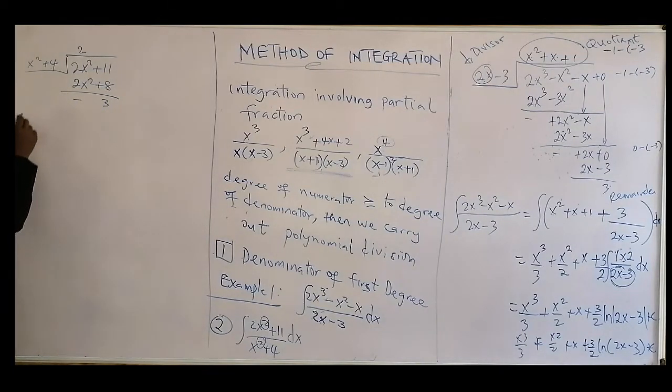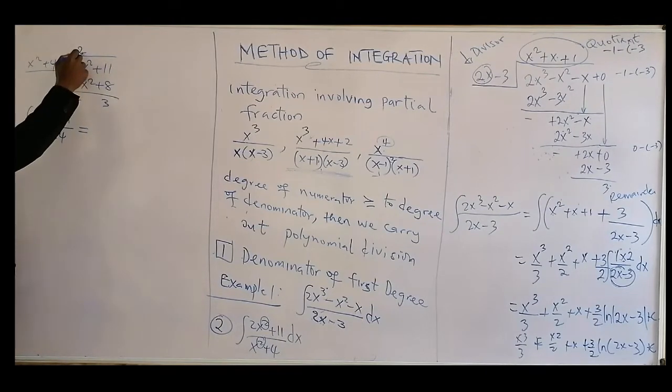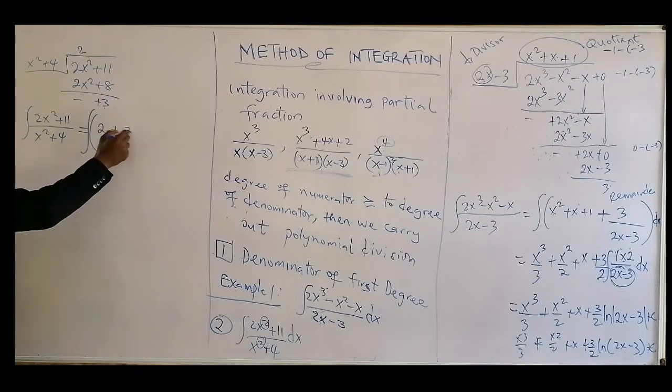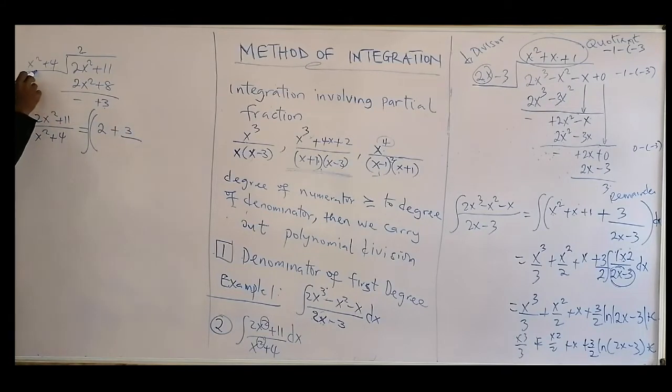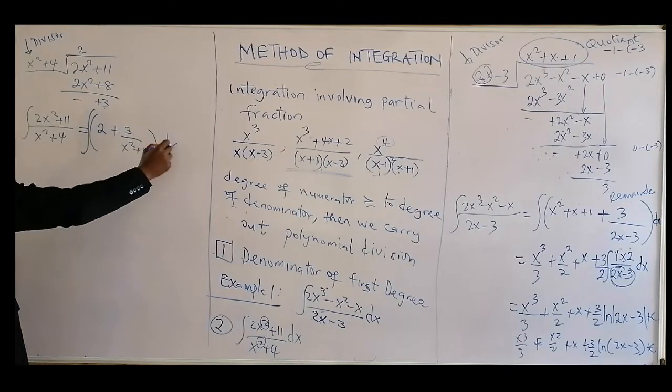So your integral of (2x² + 11) over (x² + 4) will be equal to the integral of the quotient, then plus the 3 you have here. This is plus 3 over the one you are using to divide, which you call the divisor, over x² + 4, dx.